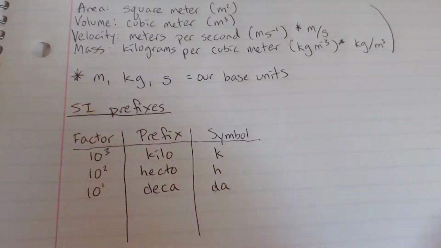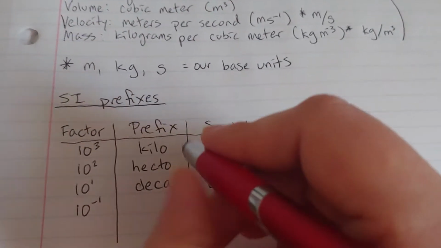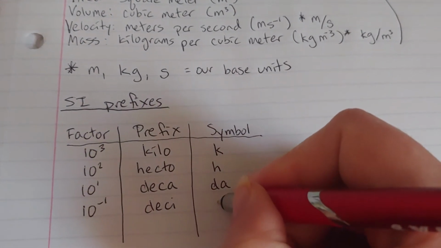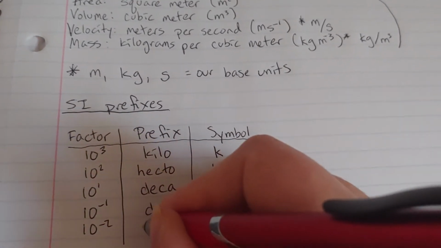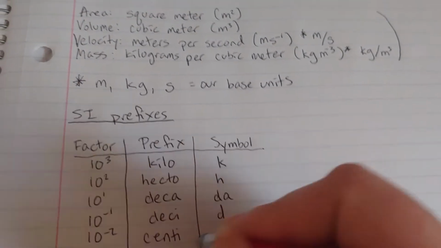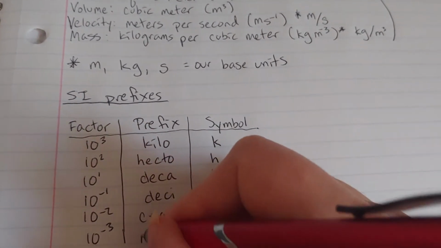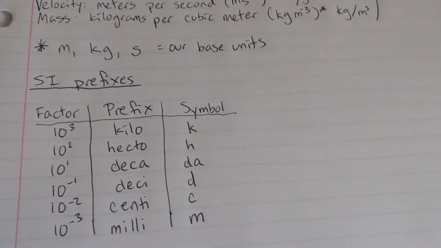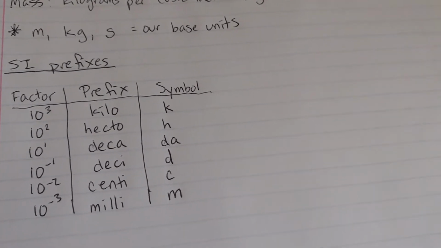A factor of 10 to the negative 1, which would be 1 over 10, is deci, which is lowercase d. A factor of 10 to the negative 2 is centi, or c. And finally, a factor of 10 to the negative 3 is going to be milli, or lowercase m, not to be confused with the lowercase m for meters.